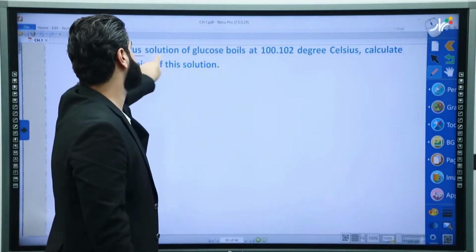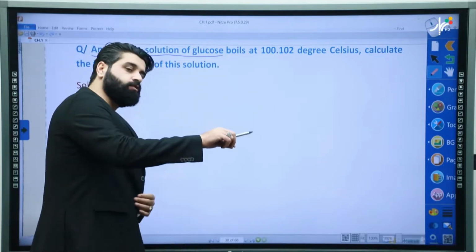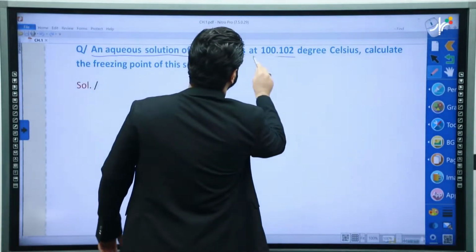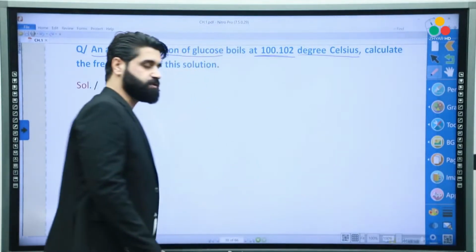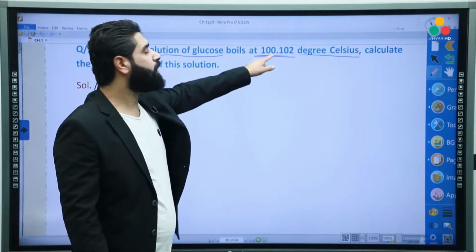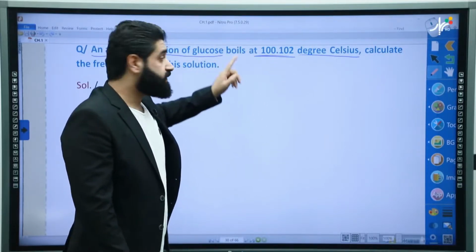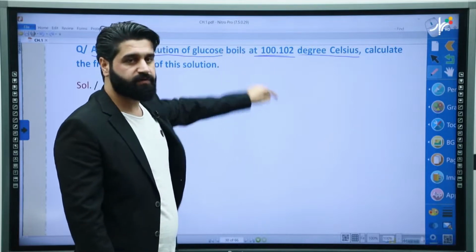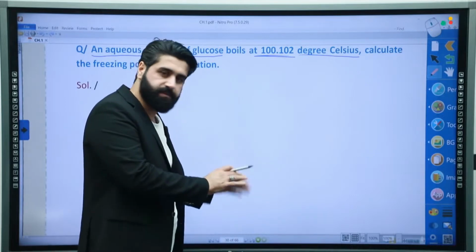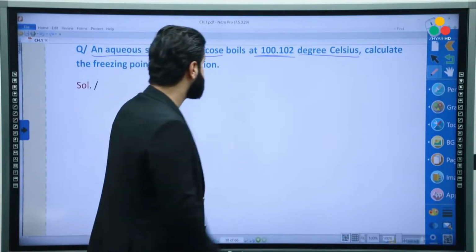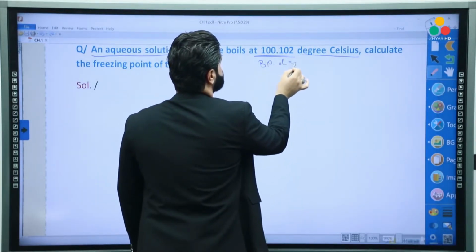An aqueous solution of glucose. It means we have water, we just dissolve glucose, and it boils at 102 degrees Celsius. Do you remember? Is this number small or above 100? Above 100, mister. So remember, that means it is boiling point of solution. But if it's a small number around 1, 2, 3 or point numbers, it will be delta TB. So it's boiling point of solution.